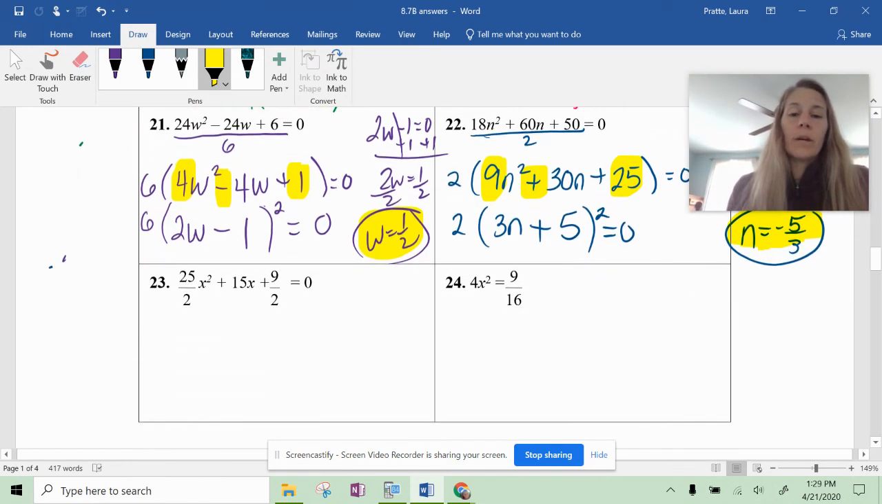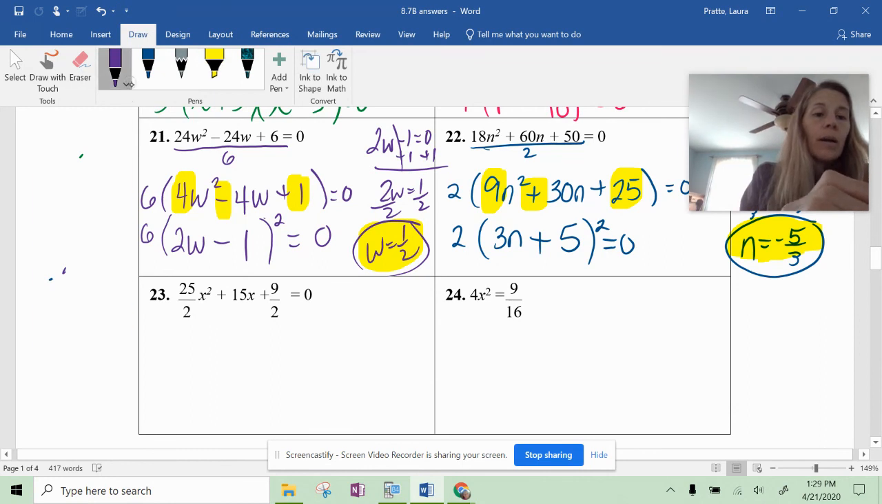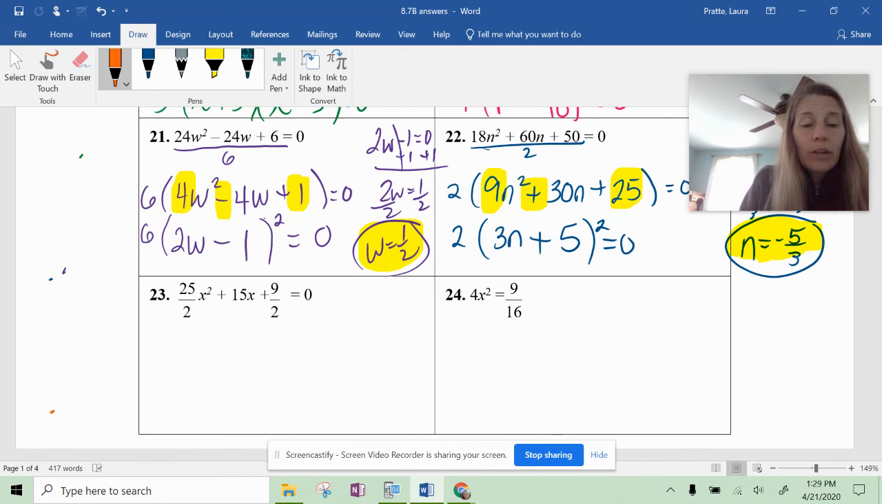All right, so I think we got 2 left here. These are a little bit crazy with these fractions. I wouldn't give you anything like this on the quiz, but just for a little challenge, anytime you see denominators, the best thing to do in an equation, in my opinion, is just multiply by that denominator to get rid of those fractions.